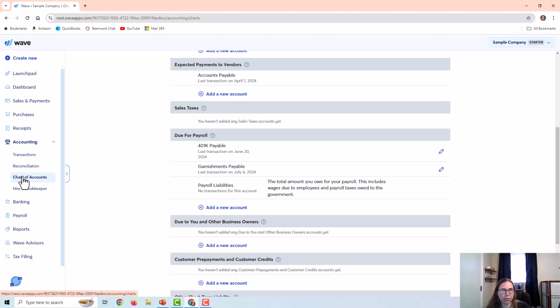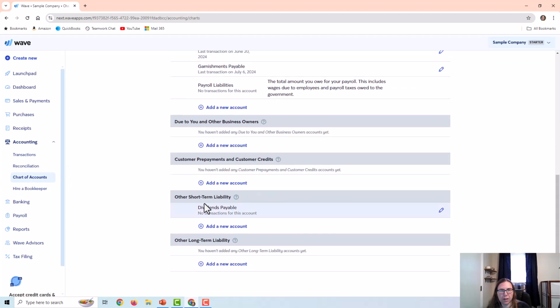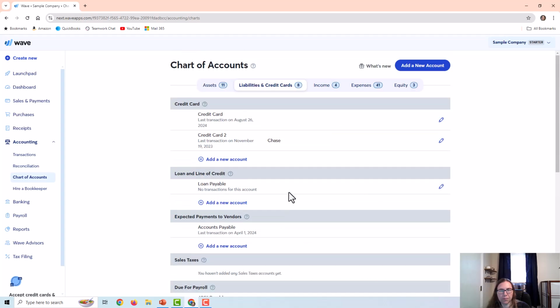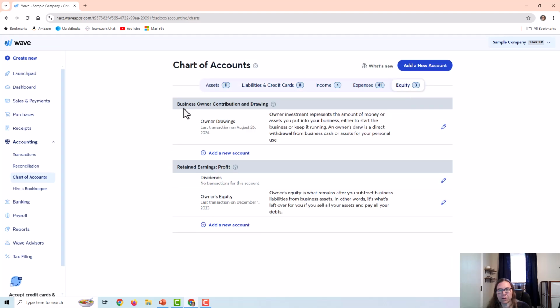So I went to Accounting, Chart of Accounts, and I set up the dividends payable account under other short-term liability. And then under equity, you could really put the dividends account under either one of these sections. I went ahead and put it under retained earnings since dividends are supposed to be a reduction in retained earnings. And then once you have your account set up, you can do your journal entries.